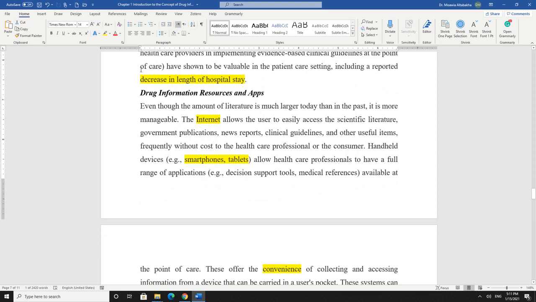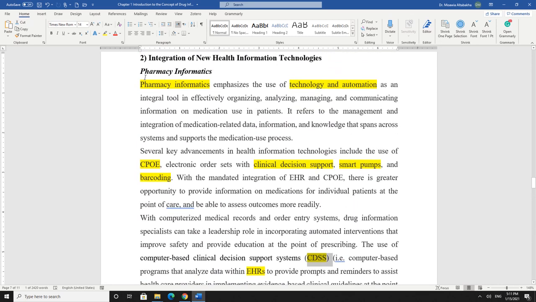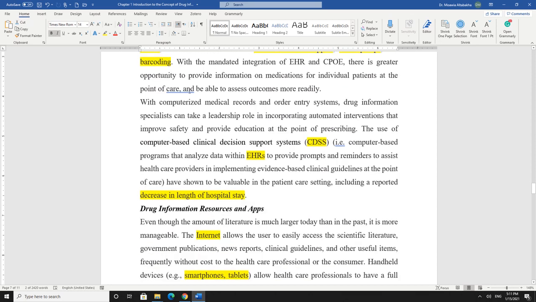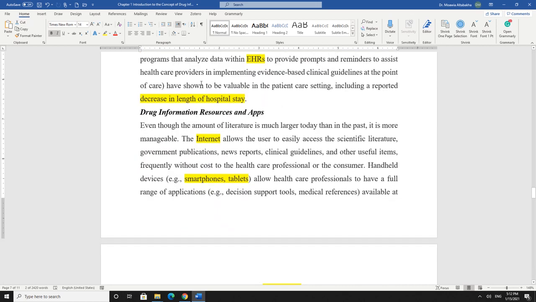Of course, the overall aim of pharmacy informatics, as we said, is to reduce medication errors, prescribe the right medication, reduce the need for monitoring, reduce cost, and reduce the length of stay in the hospitals. Now, drug information resources and the apps, which are the applications, as you know.